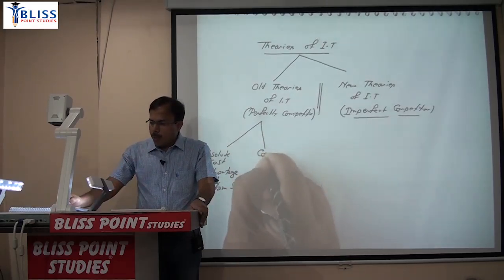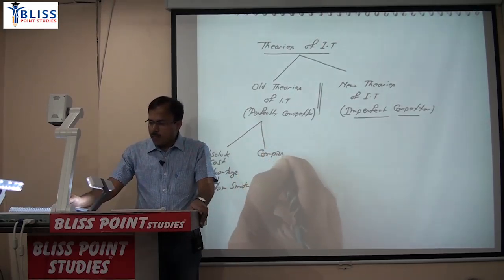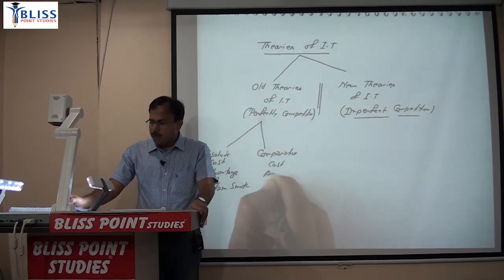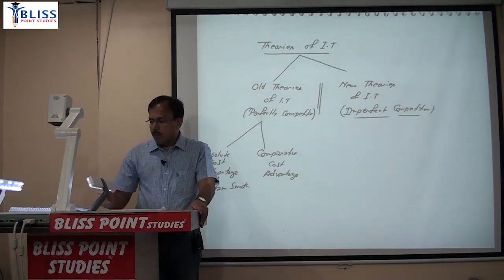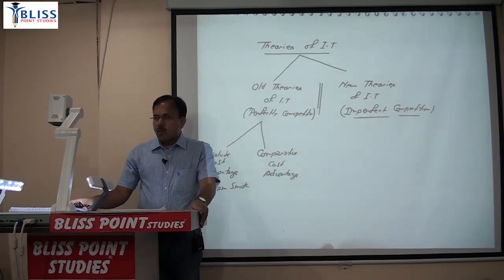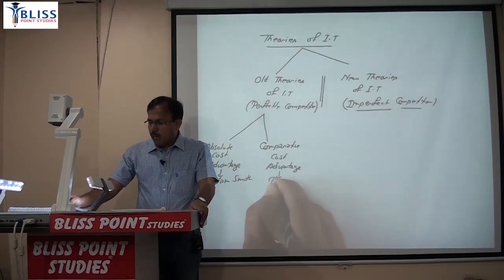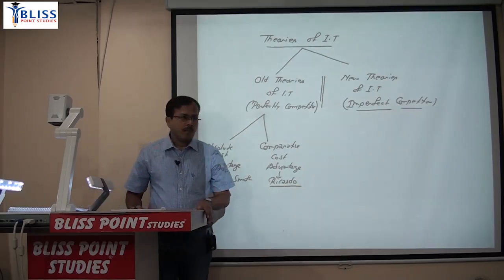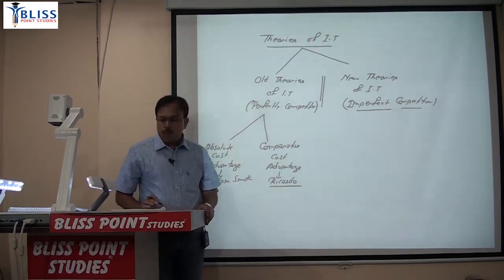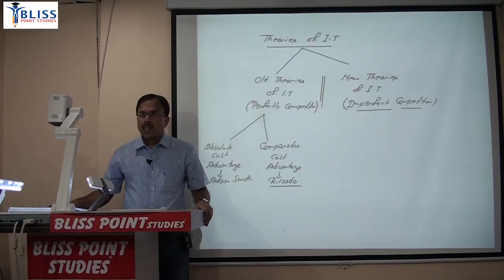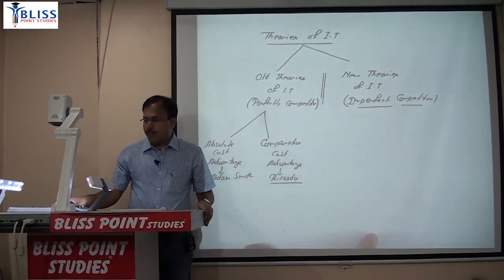Then comparative cost advantage. The meaning of the term will become clear. Absolute cost advantage, then comparative cost advantage theory given by Ricardo. So it is the Ricardian theory of trade. One theory is absolute cost advantage, then the second one is comparative cost advantage.